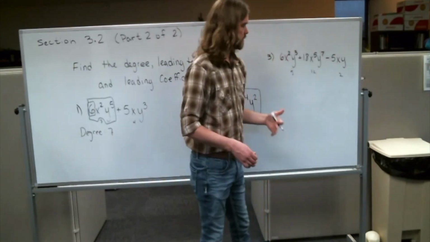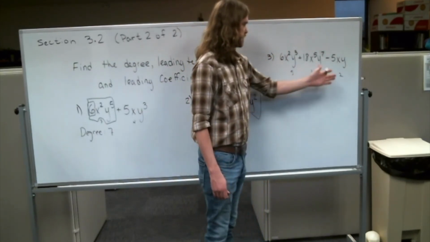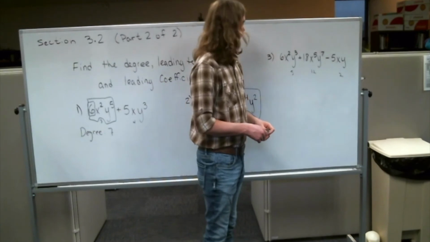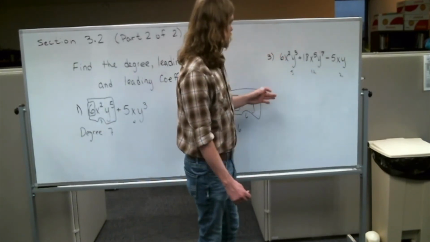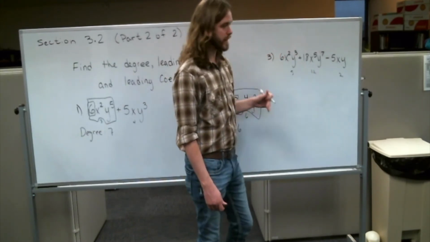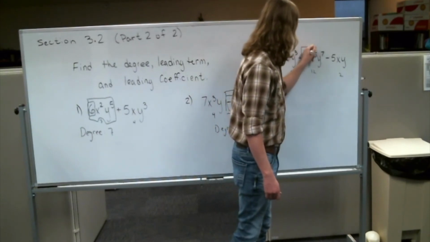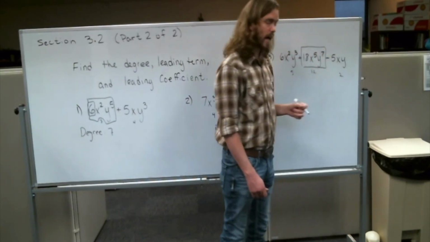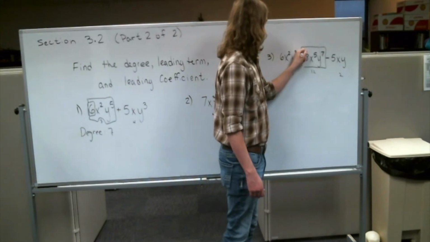So as we can see, the highest number out of these three is going to be 12. And so the degree of the polynomial is 12. Our leading term is 18x to the fifth y to the seventh, and our leading coefficient is 18.